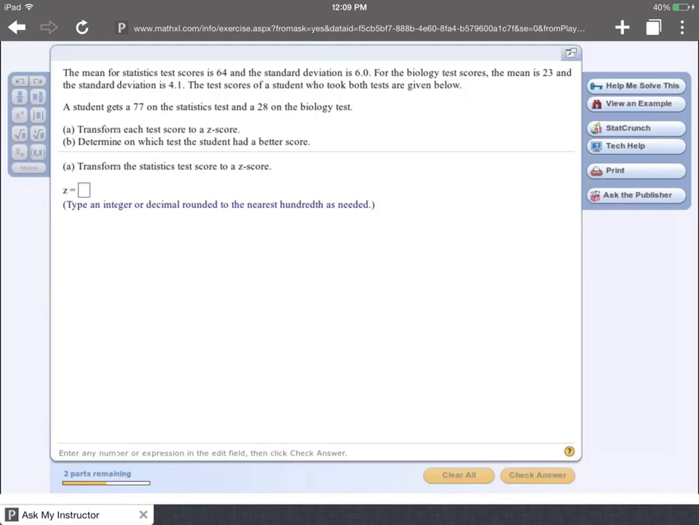A. Transform each test score to a z-score. B. Determine on which test the student had a better score.